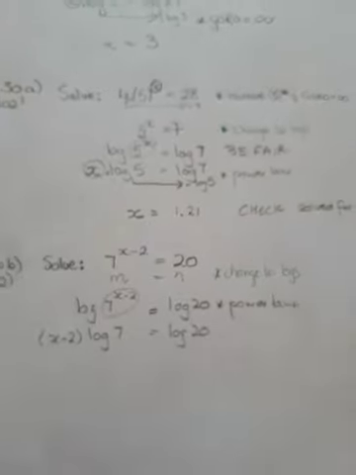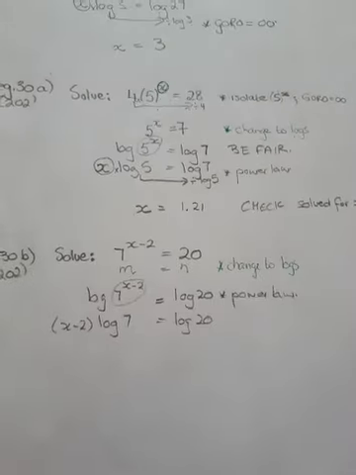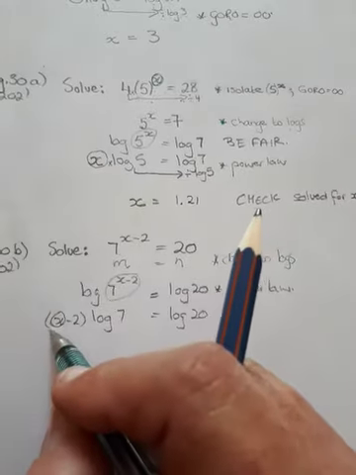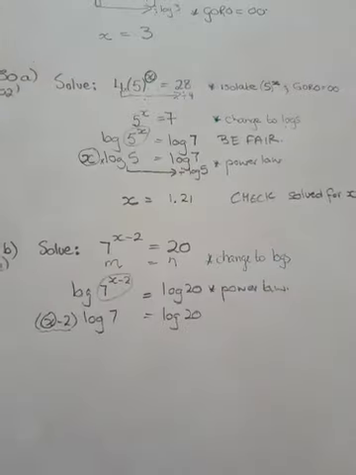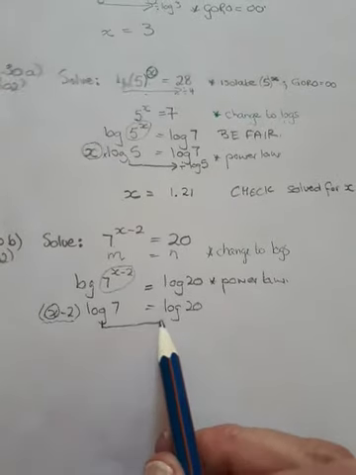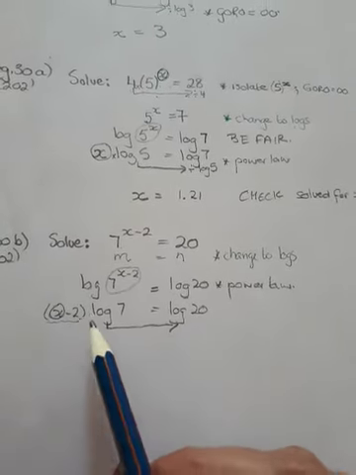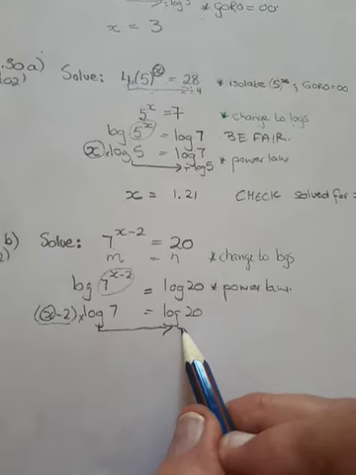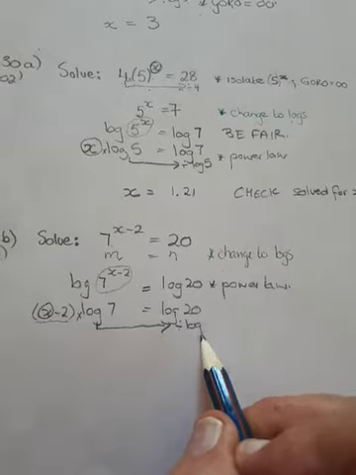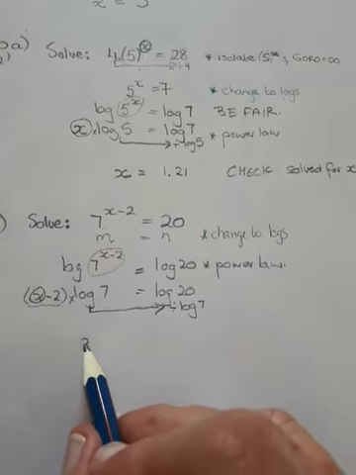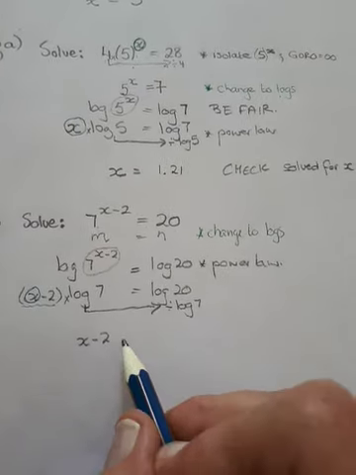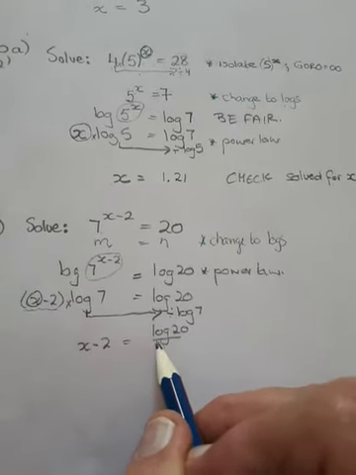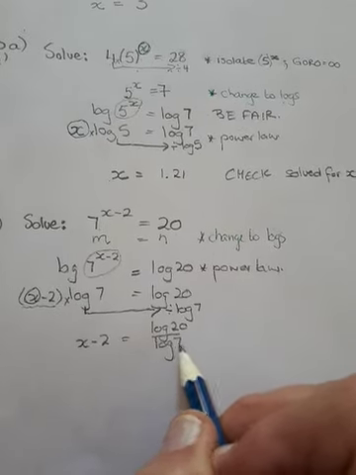And once again, people, we want to solve for x, right? Meaning we're going to keep this on the left hand side, and we will move log 7 to the right hand side. Now remember, there's a multiplication sign in between there, which means log 7 becomes divided on the other side. So x minus 2 equals log 20 divided by log 7.